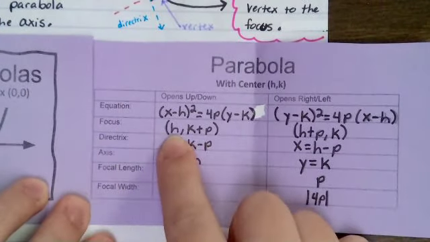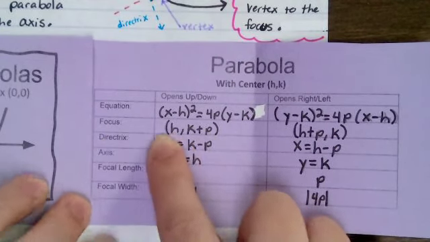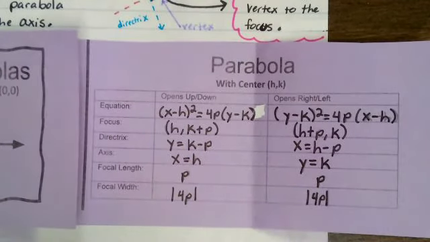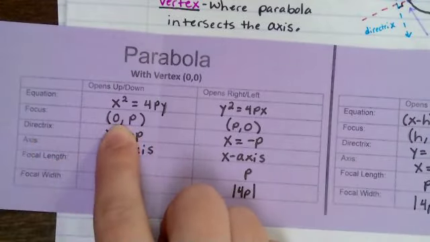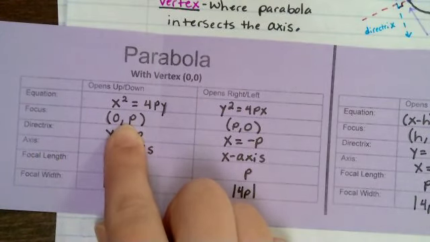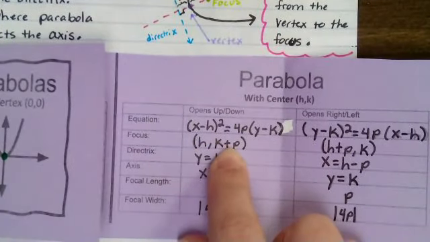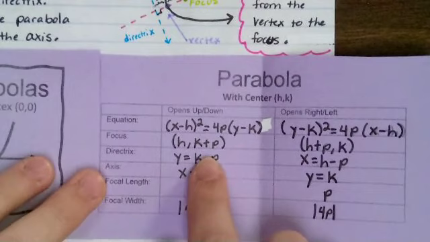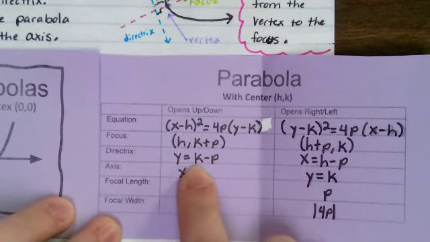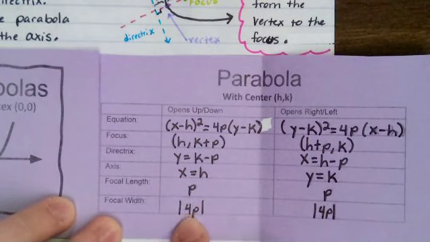Our focus will be at the point (h, k plus p), right? Because we've got to think about our vertex was at (h, k). Well, originally, if you looked back over here, our vertex would have been at (0, 0), but the focus is at (0, p). Here, if my vertex was at (h, k), my focus is going to be at (h, k plus p). So we're using that same idea. Directrix is going to be y equals k minus p. Axis is x equals h. Focal length is still p. Width, still the absolute value of 4p.